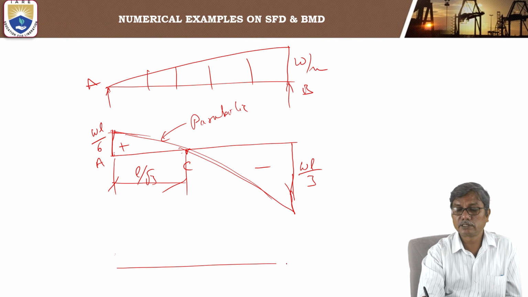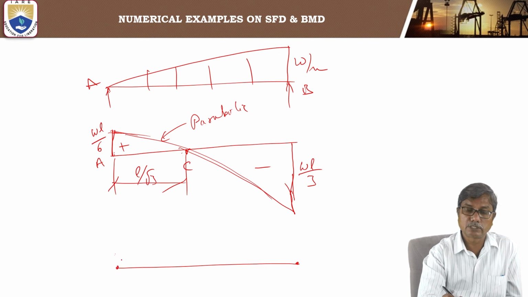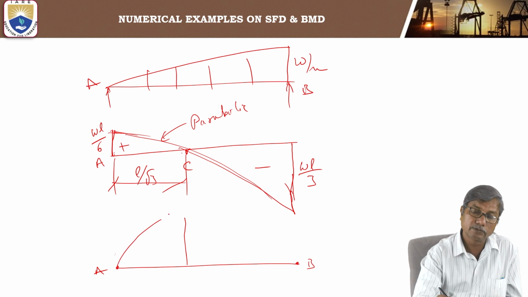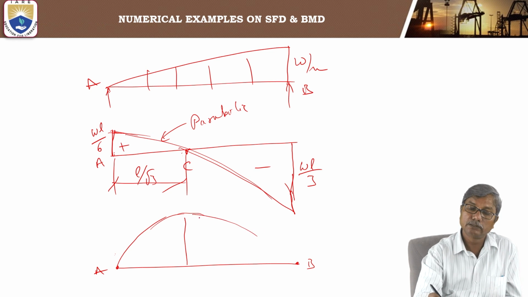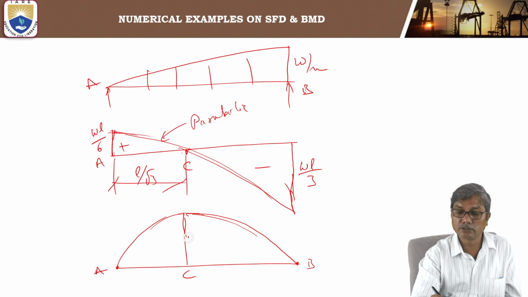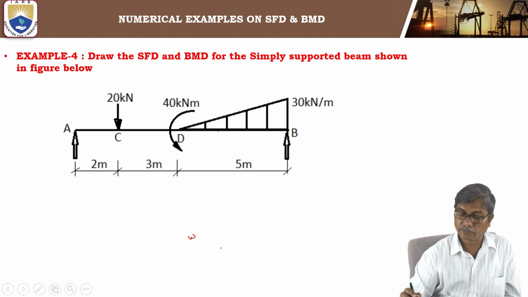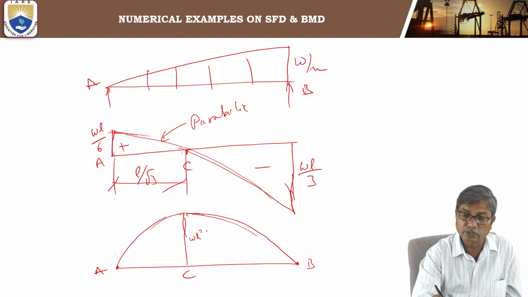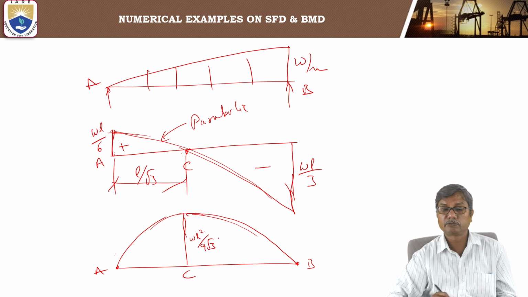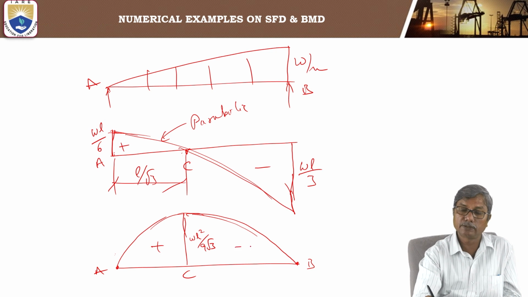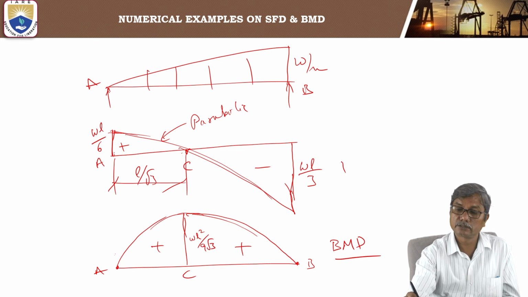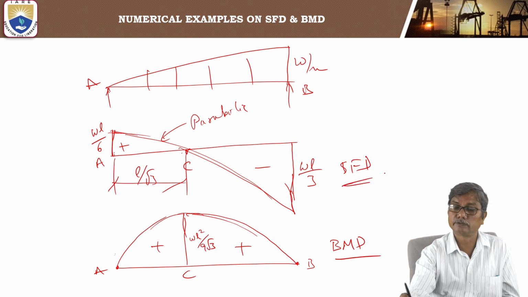And coming to bending moment, at B it is 0, at A it is 0, and at C it is maximum. And how about this value? WL square by 9 root 3. That is the maximum bending moment. It is positive only. Okay. So this is the bending moment diagram, and this is shear force diagram.